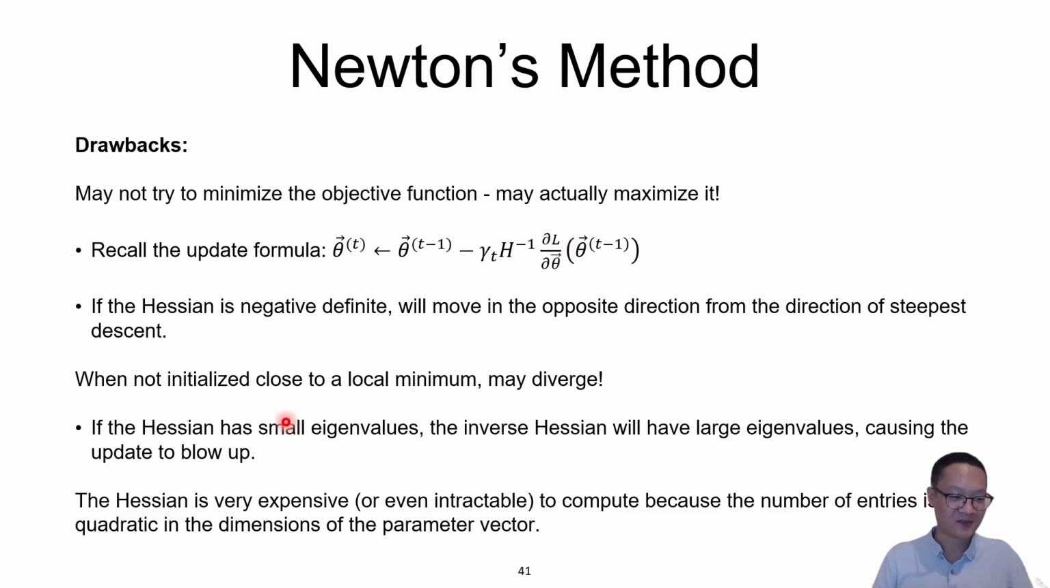Okay, the other problem is that sometimes the Hessian may have very small eigenvalues, so that when you take the inverse, it will have very large eigenvalues, causing the update to blow up. Blow up means that because the Hessian inverse has some very large values, this whole term would have very large values. So your next theta will change by a very large amount. So that's another issue with Newton's method.